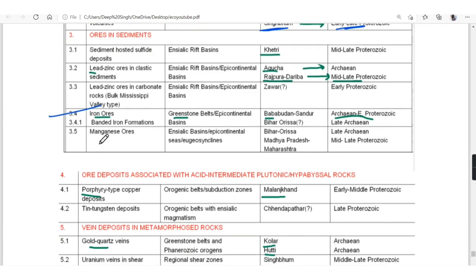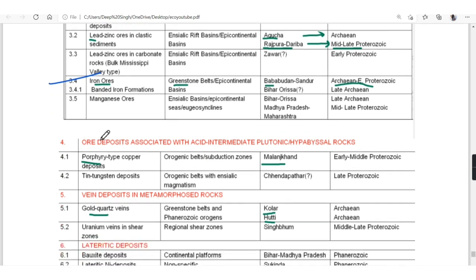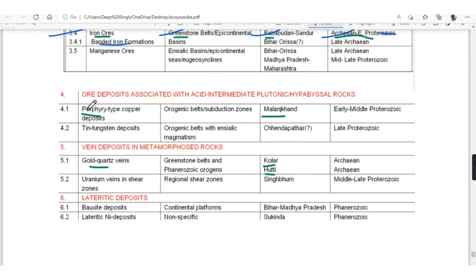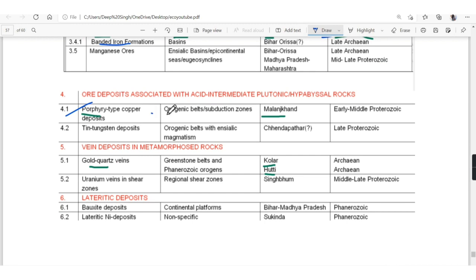So you have to remember this table. I have marked the important ones here. Iron ore, banded iron formation of greenstone belt, Bababudan of Archean to early Proterozoic age. Porphyry type copper deposit of orogenic belt or subduction zone in Malanjkhand of early to middle Proterozoic age.